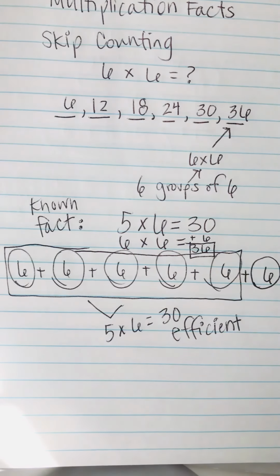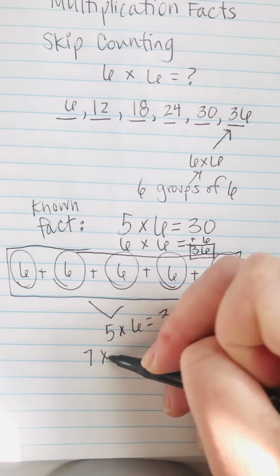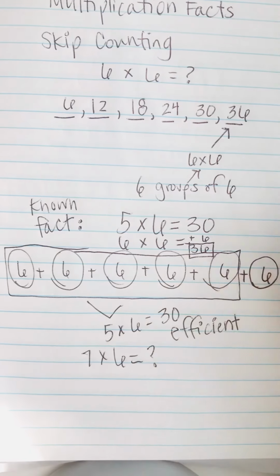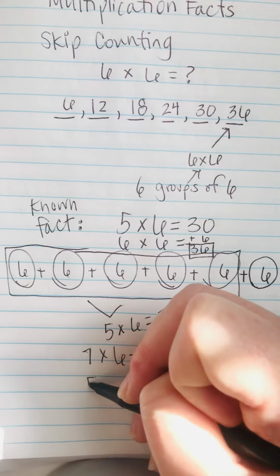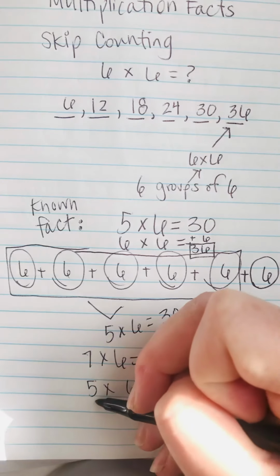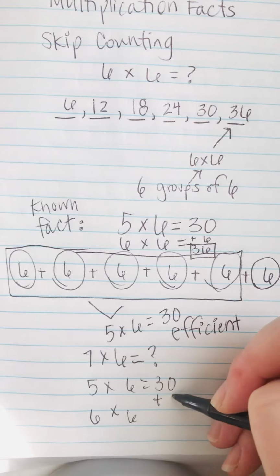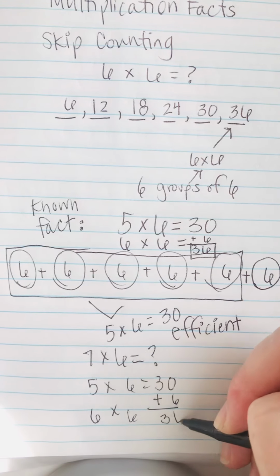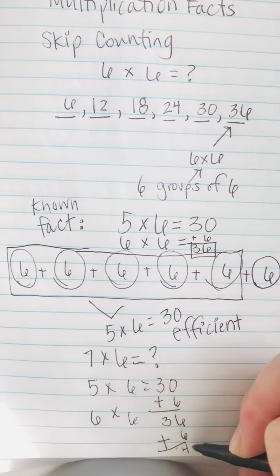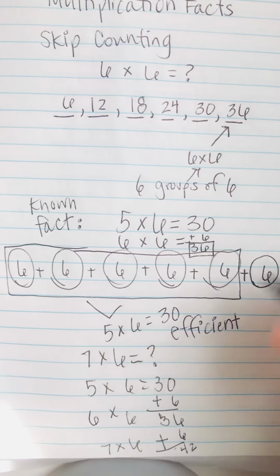Now this also works if you're trying to solve for 7 groups of 6. So if I want to know the answer to 7 groups of 6, I can start with a known fact of 5 groups of 6 once again. 5 groups of 6 is 30. Then I'm going to add one more group of 6 to get 36. And then I'm going to add one more group of 6 again to get 42. So 7 groups of 6 is 42.